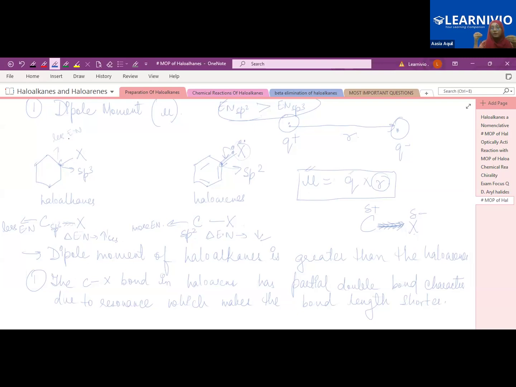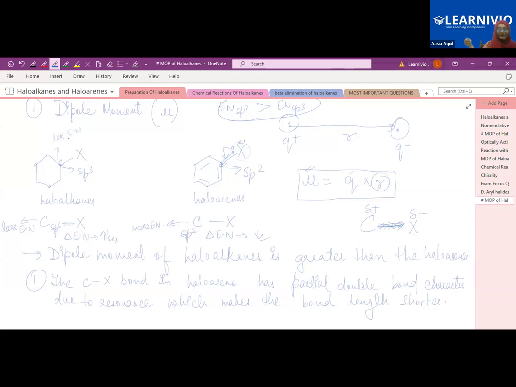If it is pulling the electrons towards itself, what will happen? The bond length automatically increases, right? Because the halogen atom X is more electronegative and the carbon is less electronegative, due to the sp3 hybridization. So this halogen will try to pull all the electrons towards itself because it's more electronegative. What will happen if it does that?